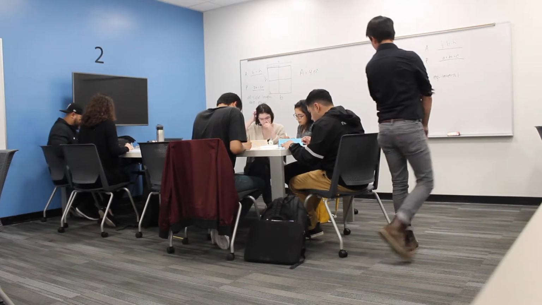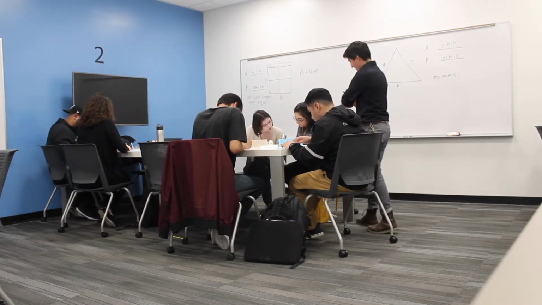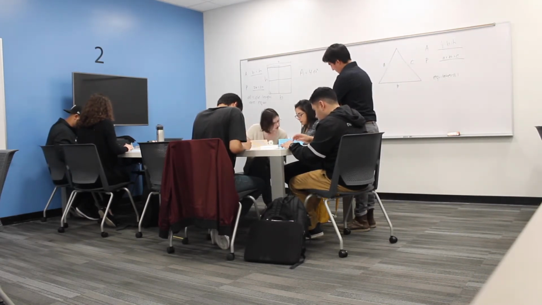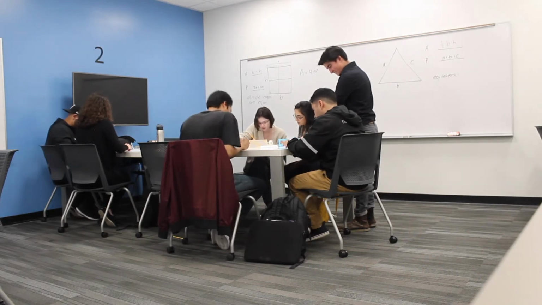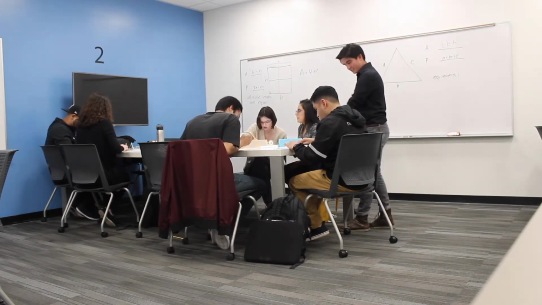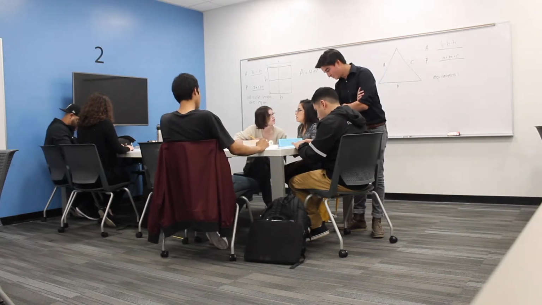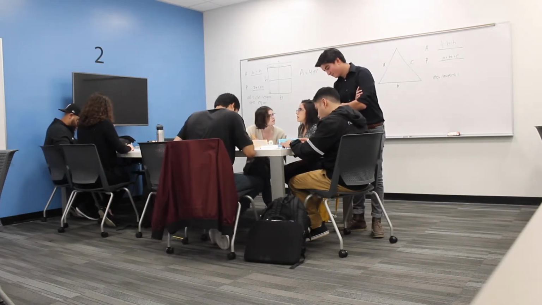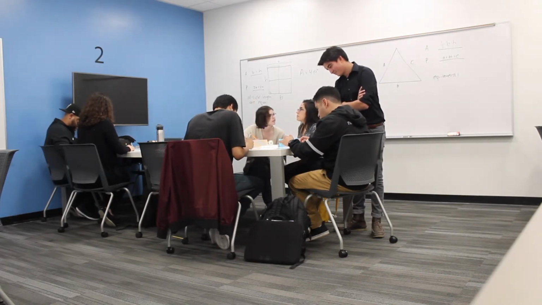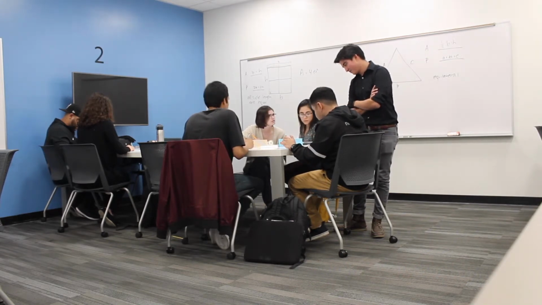30 divided by 3 is 10. Oh, because of perimeter. Correct. What's 5 times 5? 25. So what's the square root of 50? I don't know. 25?